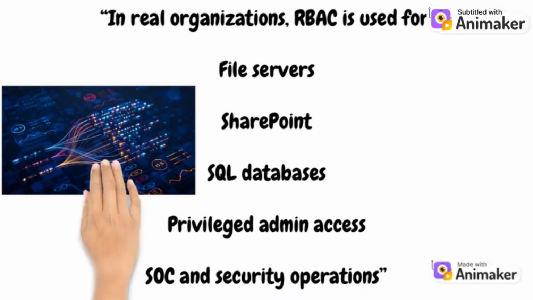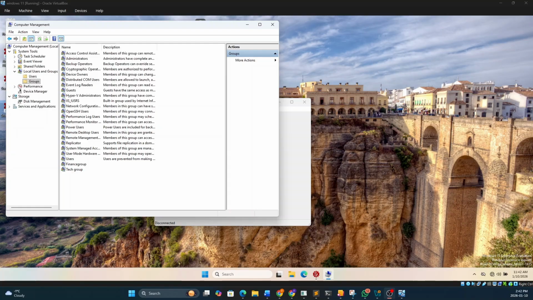In a real world situation, in a reorganization, RBAC is used for file server, SharePoint, SQL database, privileged admin access, SOC and security operations. That is how to implement role-based access control in Windows.